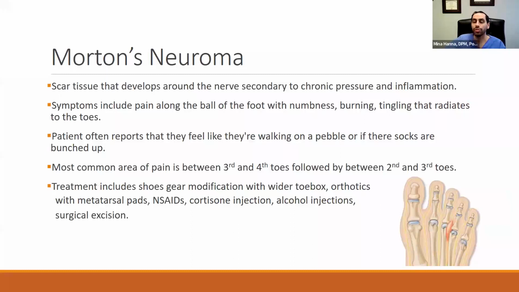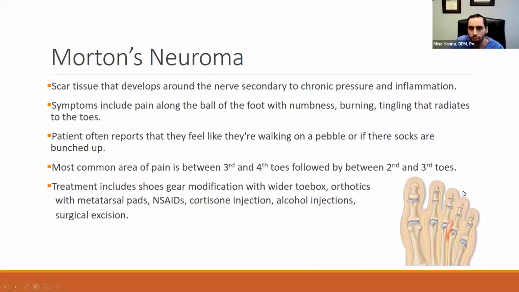Okay, next condition is a Morton's neuroma. So this is not an actual tumor. It's basically scar tissue that develops around the nerve secondary to pressure or inflammation. Some of the symptoms include pain along the ball of the foot. You can have numbness, burning, tingling, which radiates to the toes. Patients often report that they feel like they're walking on a pebble, or their socks are bunched up. Most common area is between the 3rd and 4th toes, followed by the 2nd and 3rd toes.